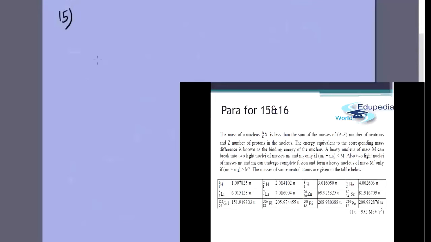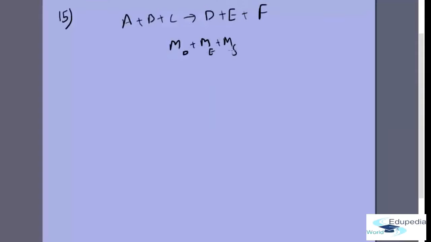The basic point in that is this: if something like A plus B plus C forms D plus E plus F, then the mass of D plus the mass of E plus the mass of F should be smaller than the mass of A plus the mass of B plus the mass of C. If this mass is smaller, this energy is smaller than this, which means energy is released in the process. Any process in which energy is released happens on its own. Any process in which energy is absorbed, we need to make it happen. Right? So if this is true, that means it can occur, otherwise it cannot occur.